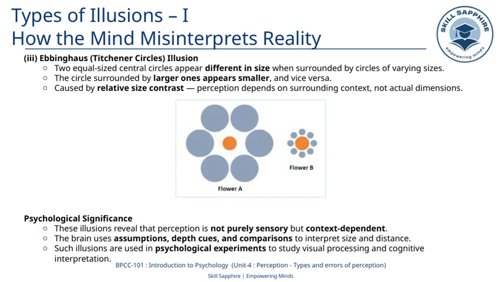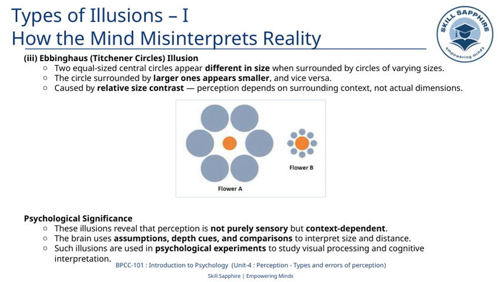Now, let's look at the Ebbinghaus, or Titchener circles, illusion. This illusion shows us how the mind can misinterpret size based on surrounding context. Here, you see two circles that are actually the same size placed in different settings. One is surrounded by larger circles, and the other by smaller ones. Despite being identical, the circle surrounded by larger circles appears smaller, while the one with smaller surrounding circles seems bigger. This happens because of what we call relative size contrast. Our perception doesn't just depend on the actual dimensions of the objects, but heavily relies on the surrounding context.